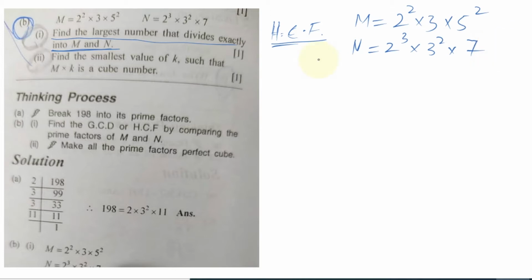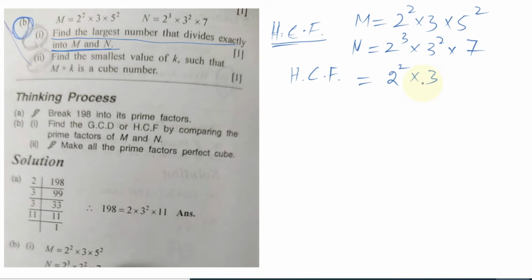To find HCF of the numbers given in this format, we take the common numbers. As you can see here, 2 is there. From the common, we take the lower power. We have 2 common in both m and n. In m, 2 has power 2, where in n, 2 is raised to power 3. So the smaller one is taken. So 2 square will be here, and then another common number is 3. From this 3, 3 raised to power 1 is the lower power, so that will be taken.